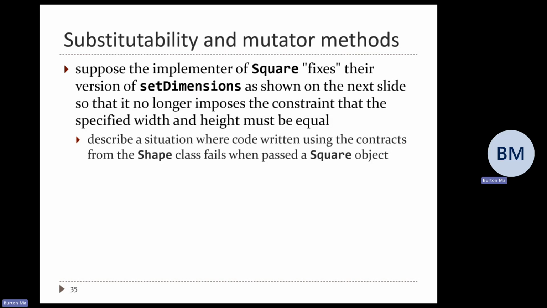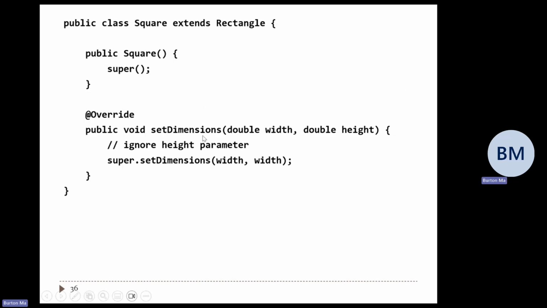The previous version threw an exception when the height and width were not the same. This version of set dimensions simply ignores the passed-in height. So you pass in a width and a height, and now it just sets the dimensions to whatever the width was that was passed in. That guarantees that the square is still a square. But does that satisfy the postconditions in the superclass? The answer is no.